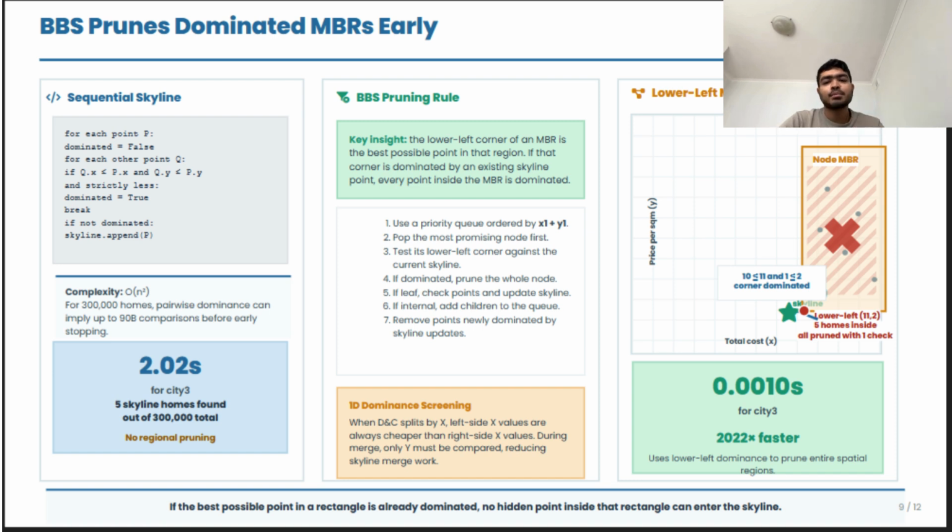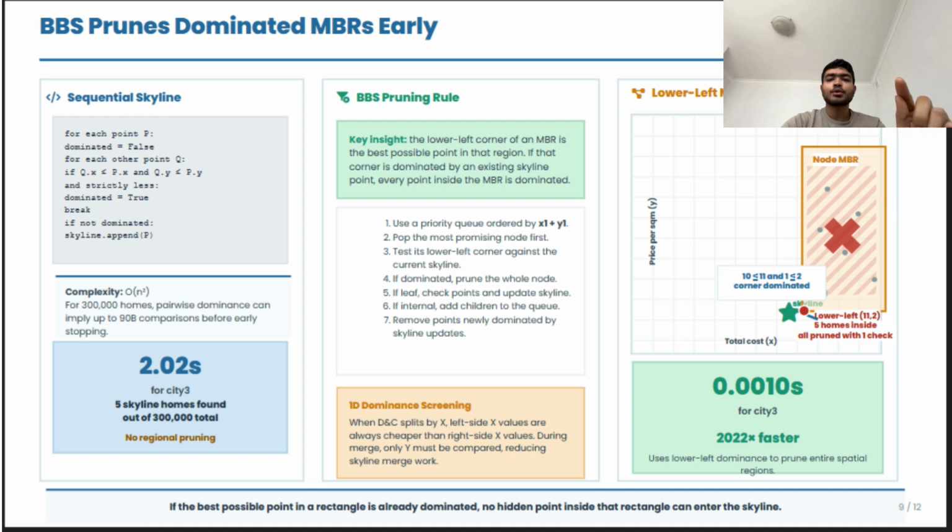The key insight that makes this work is the lower left corner of a minimum bounding rectangle. Think about what the lower left corner represents in our coordinate system. It has the smallest x value and the smallest y value of any point that could exist in the rectangle. It means the cheapest possible cost and the best possible price per square meter simultaneously. It is the best home possible that could exist anywhere in that region.